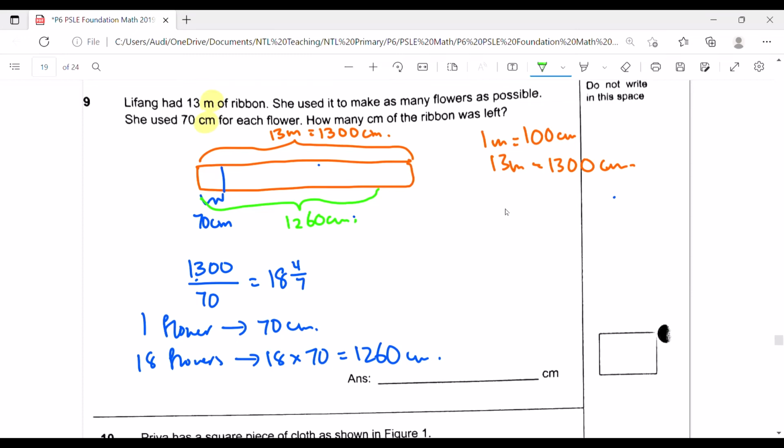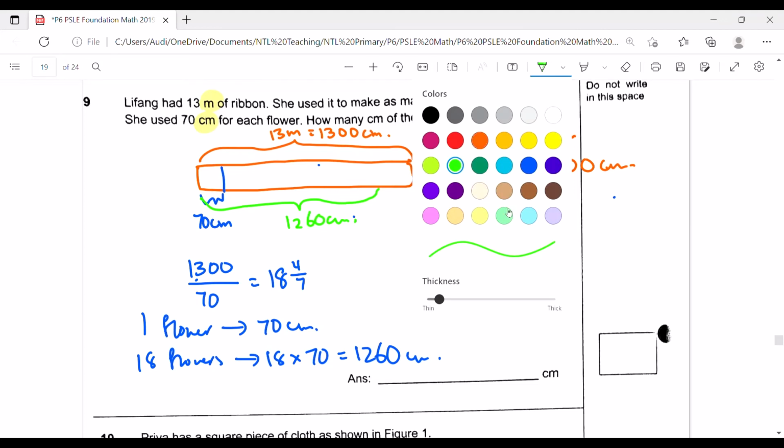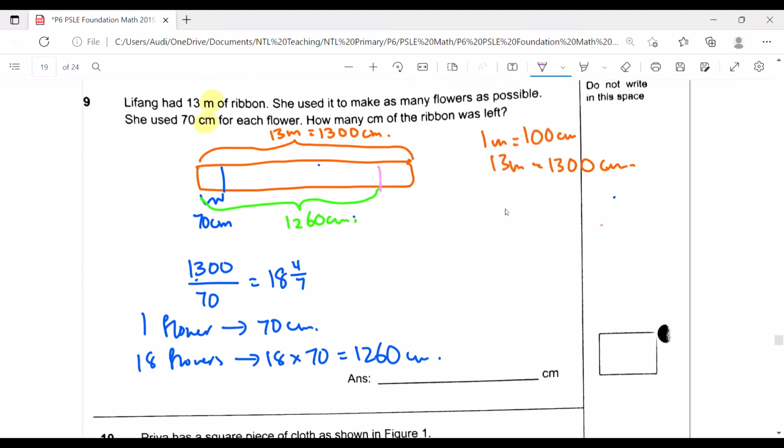Now the question says how many cm of the ribbon was left, which means we are looking at this part here. What's left? So it looks easy, right? This is just 1300 minus 1260, and so 40 cm was left. Okay, this is one method.